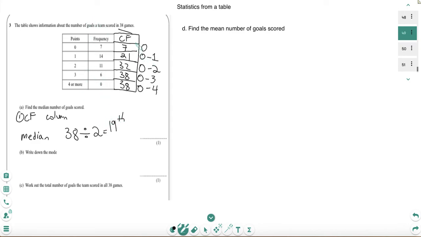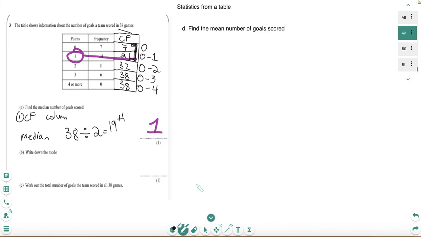Now, all you're going to do is look at your cumulative frequency column and see where 19 fits in between. Well, I know 19 fits in between 7 and 21. So we're going to look at these two rows here. All right? And the median will always be the row on the bottom rung, okay? So we either choose between here and here, we're always going to choose the bottom rung, so here. So the median is going to be 1 goal, okay? That's it. You don't write 21, you don't write 14, we're finding the median number of goals, so 1 goal, okay? That's it. Next, write the mode.